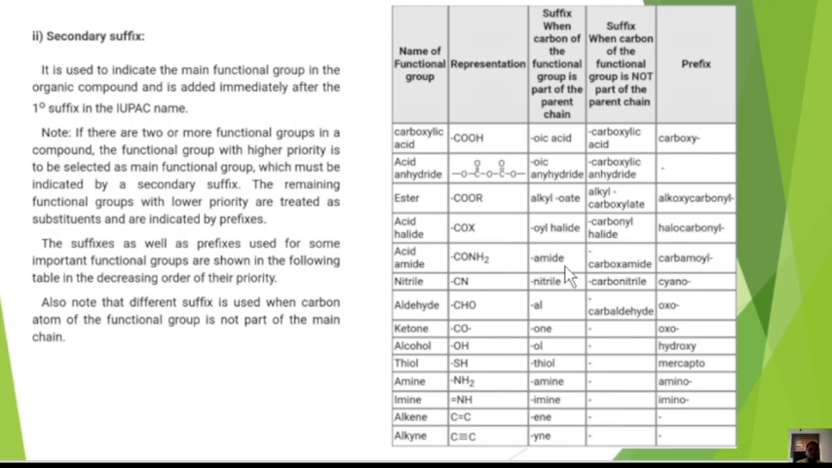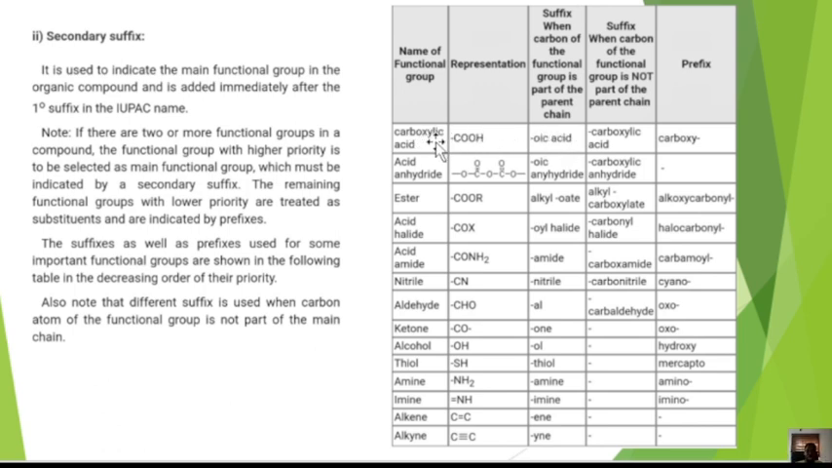The remaining functional groups with lower priorities are treated as substituents and indicated by prefixes. The suffixes as well as the prefixes used for some of the important functional groups are shown in the following table in decreasing order of priority. So if you look at this now, this table is simply telling us how we would name the different functional groups when we see them in the compound.